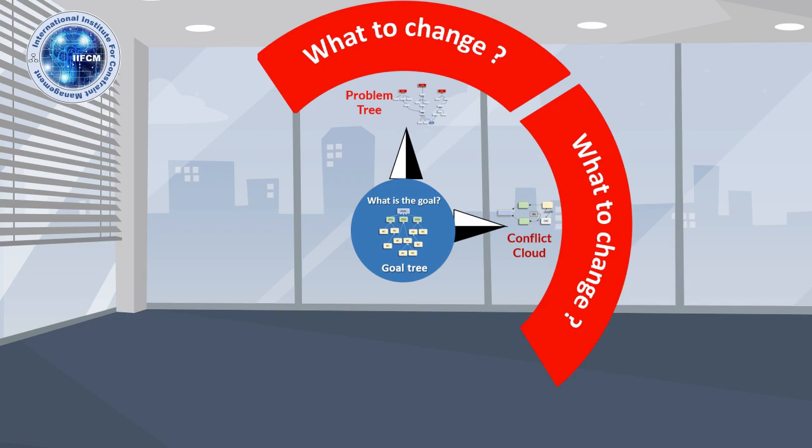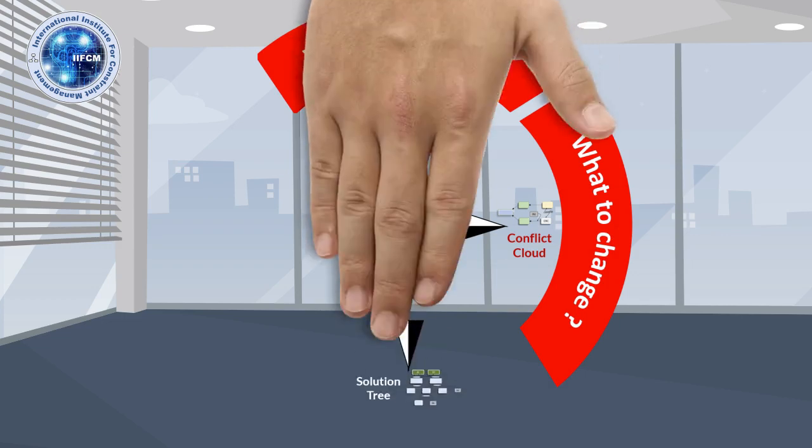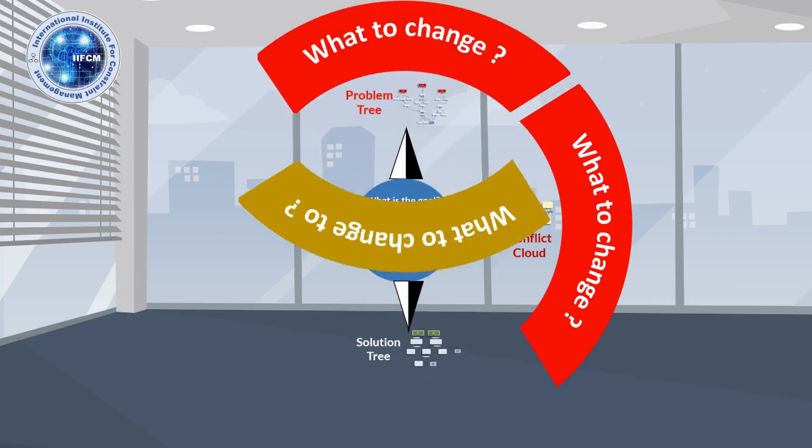So far, we have defined the goal which we want to achieve using the goal tree. This was followed by two further tools to answer the question, what we need to change to get nearer to our goal. These tools were the problem tree and the conflict cloud. With the next step of the thinking process, we are entering the solution phase. It is time to answer the question, what to change to?